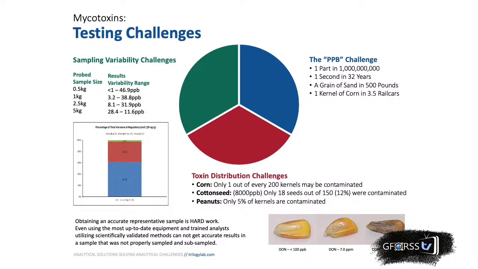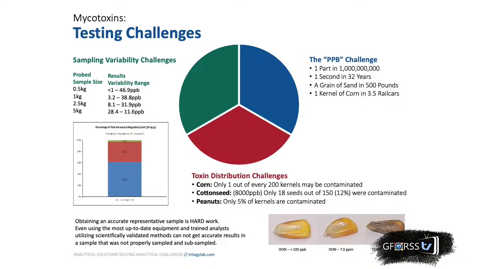possible. Next, and we have hit on this challenge already in the previous slides, is the distribution challenge. Mycotoxins are not like protein, fat, or fiber, or moisture. A lot of those parameters we understand when we analyze commodities. Because mycotoxin contaminations happen where insects have damaged kernels or we find broken kernels, it's very inhomogeneous. Only 1 out of every 200 kernels of corn may be contaminated. If we're looking at cottonseed, only 18 seeds out of 150 were contaminated. You get the idea. You have to sample a lot of grain kernels.